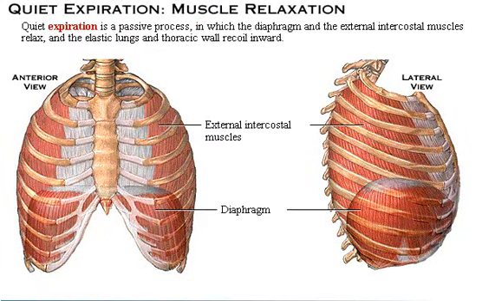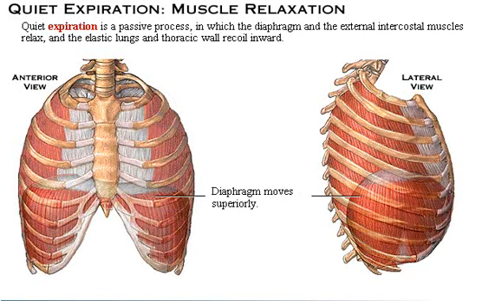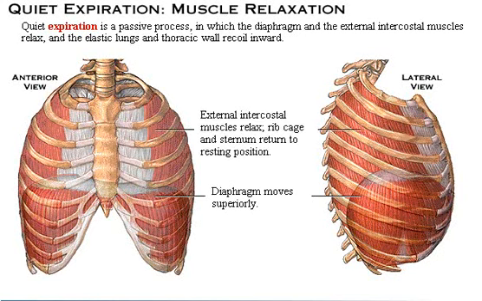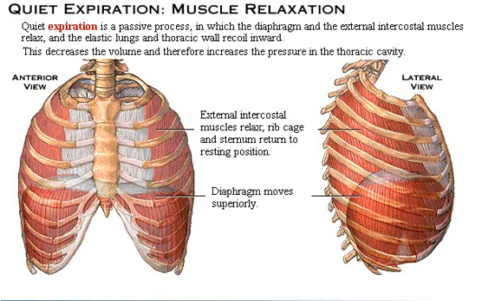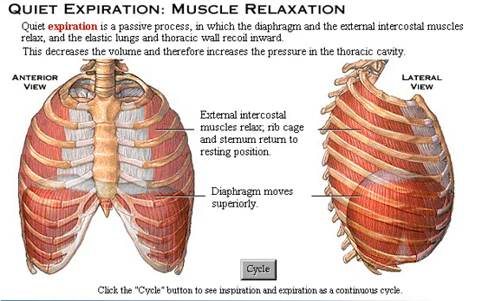Quiet expiration is a passive process in which the diaphragm and the external intercostal muscles relax, and the elastic lungs and thoracic wall recoil inward. As the diaphragm relaxes, it moves superiorly. As the external intercostal muscles relax, the rib cage and sternum return to their resting positions. These actions decrease the size of the thoracic cavity in all dimensions, and therefore increase the pressure in the thoracic cavity. To see both inspiration and expiration as a continuous cycle, click the Cycle button.